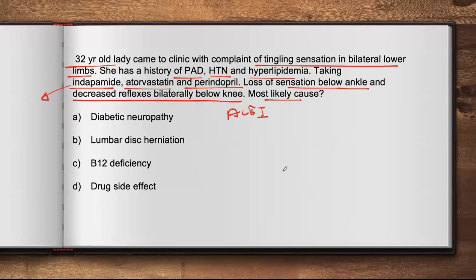Most likely cause. So what do you think the diagnosis is? Bilateral tingling sensation with loss of sensation in the lower leg. What is it called? It's called peripheral neuropathy. Yes, very good. So peripheral neuropathy means the nerves in the extremities are impaired and the nerves are not sending signals to the brain. If I ask you the most two common causes of bilateral peripheral neuropathy, what would you say?